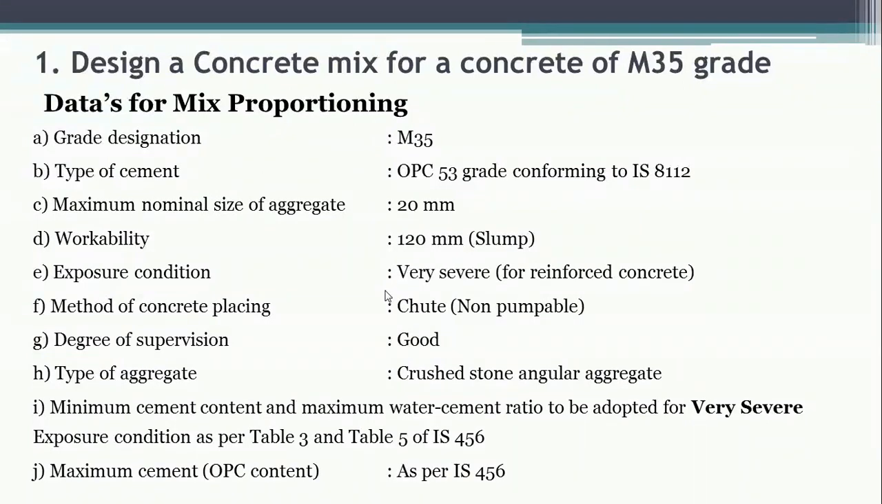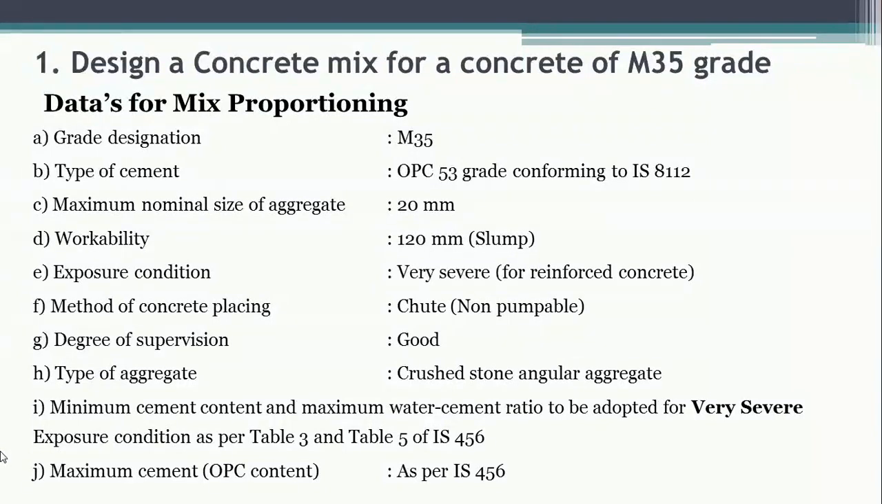Then minimum cement content and maximum water cement ratio. For the exposure condition very severe, we have to take the value from the IS code, that is IS 456. From Table 3 we'll get the exposure condition, and from Table 5 we'll get the minimum cement content as well as the maximum water cement ratio based on the exposure condition as per IS 456:2000. Next, maximum cement content. There also you can obtain it from the code book, that is IS 456.